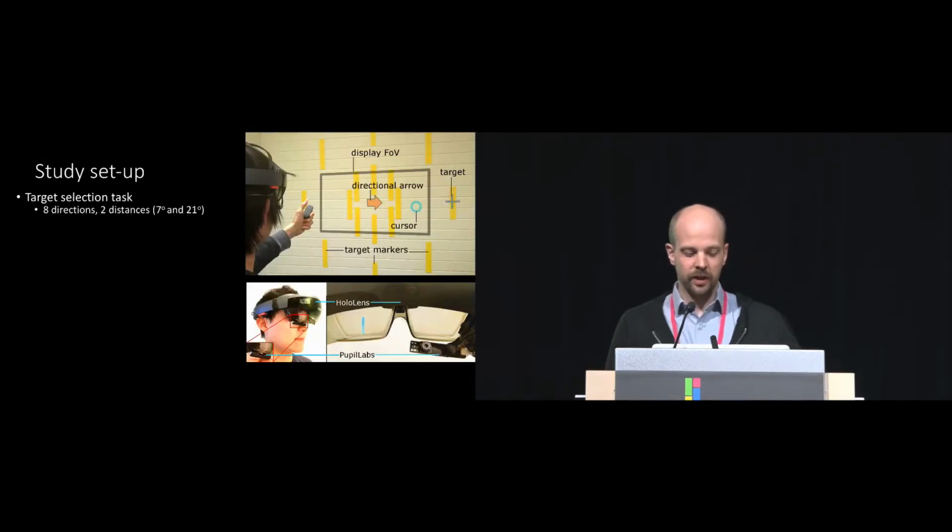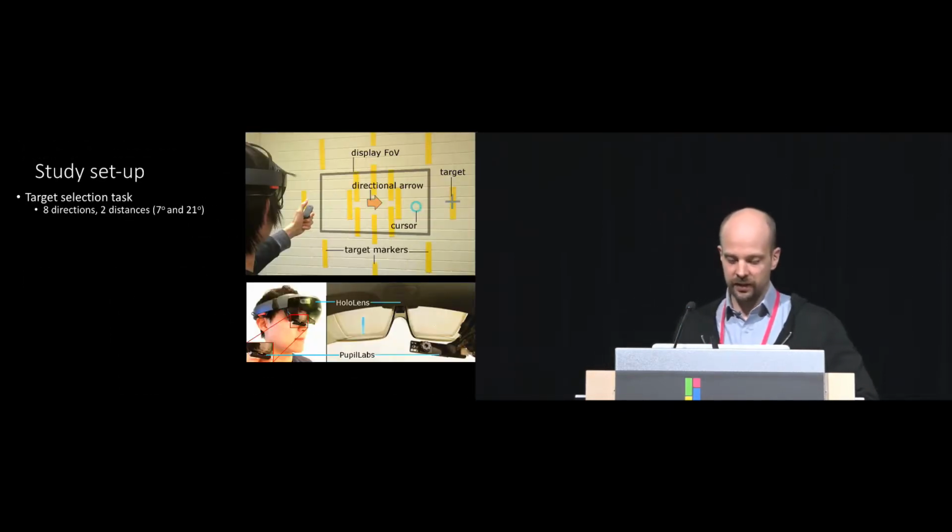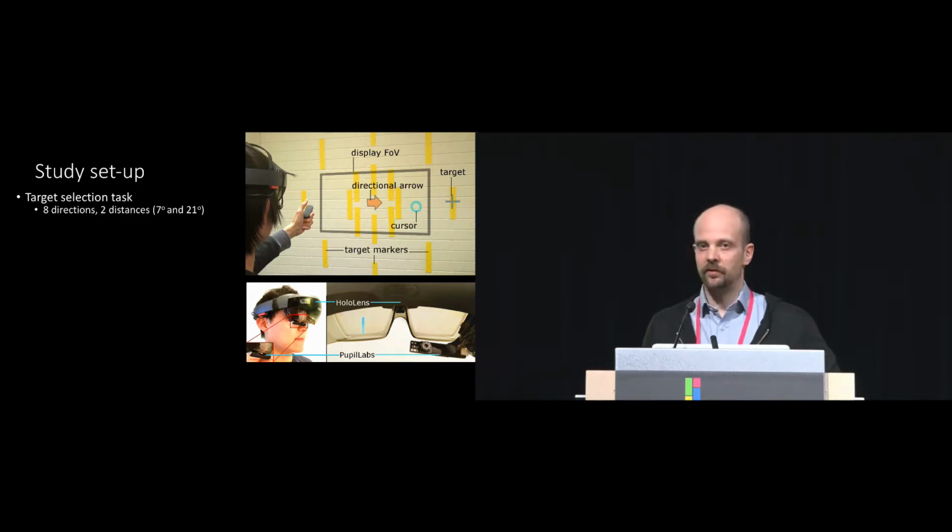So the study setup, basically we used the target selection task. We used 8 different directions for the targets, and we used 2 different distances for the targets. Some of the targets appeared here on the outside of the field of view, as we wanted to investigate the effect of having the targets within field of view and outside field of view.